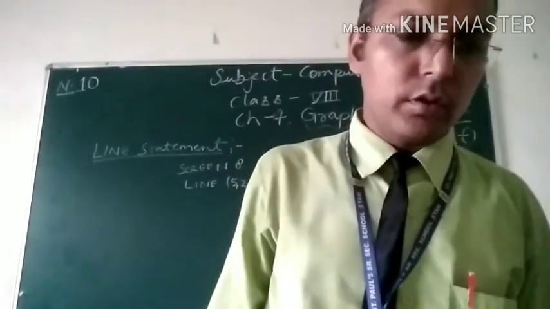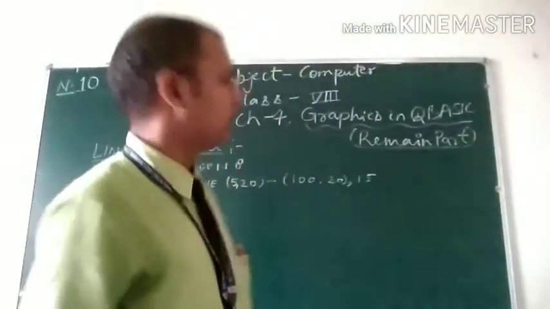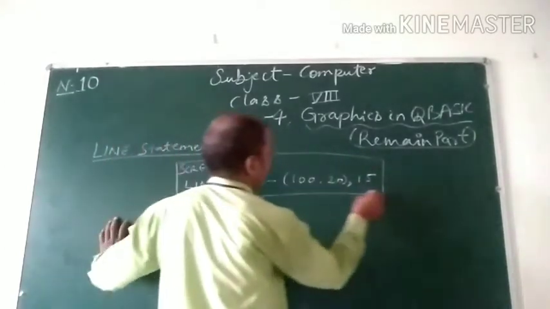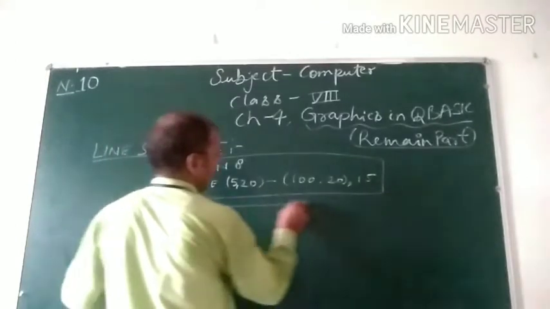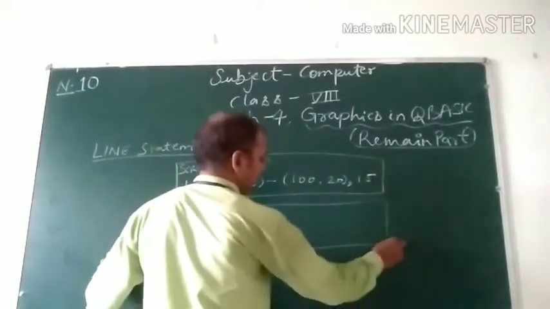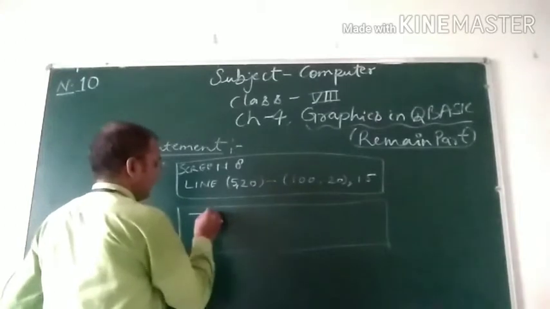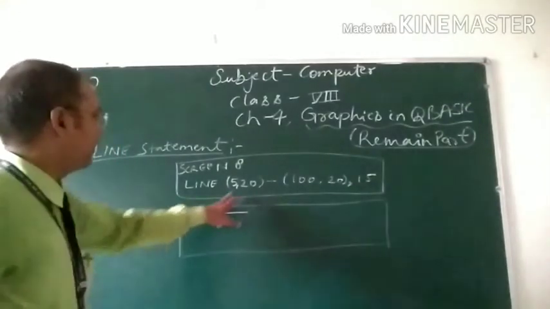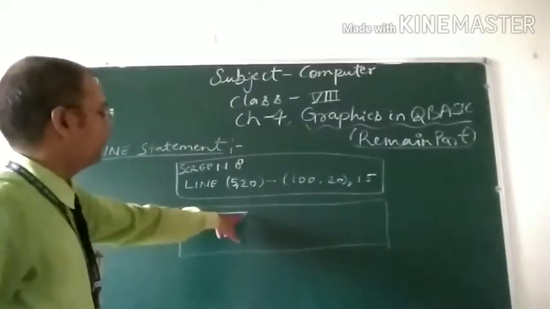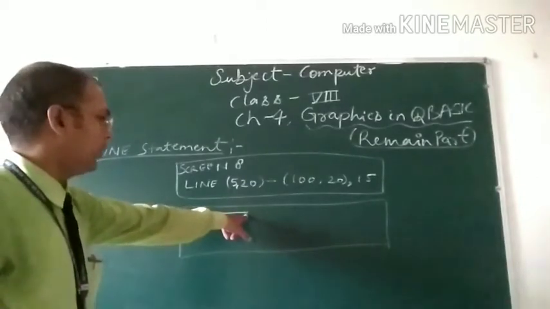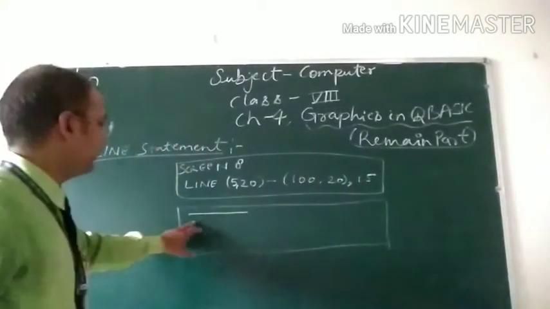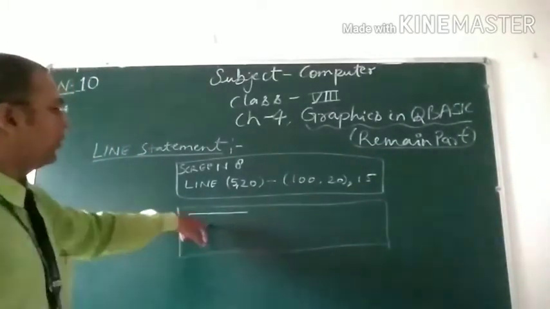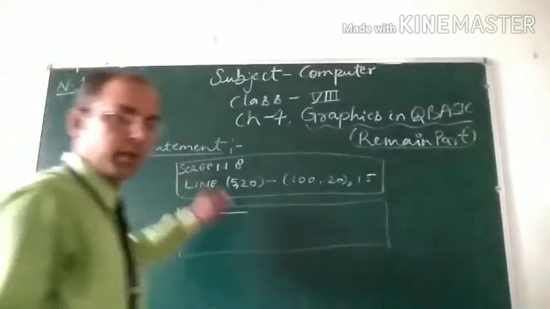Okay, so what will the output be? The starting point is 5,20 and the ending point is 120, and 15 is for white. So the line color is white, according to this statement.